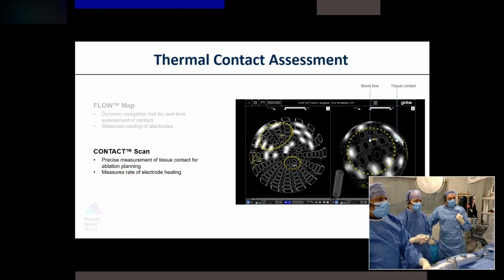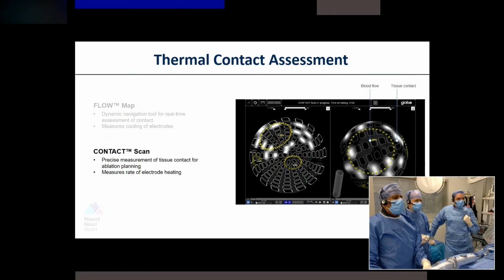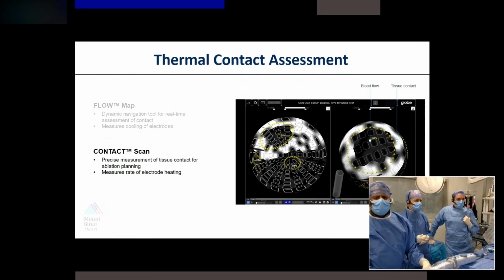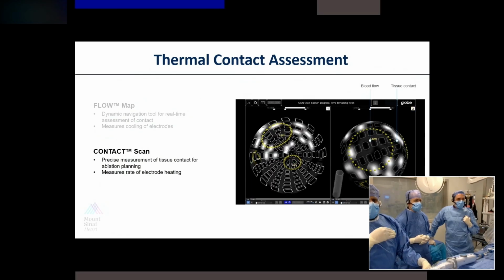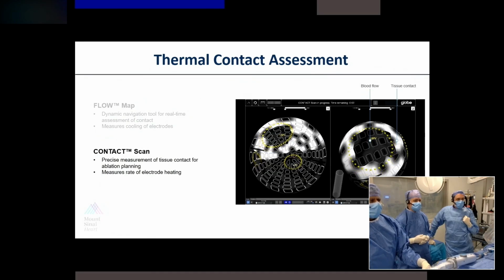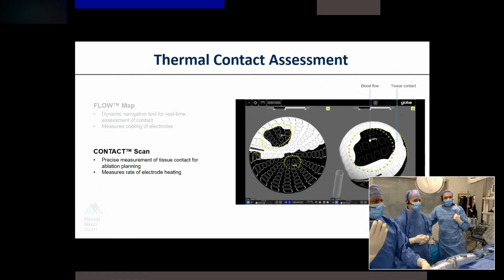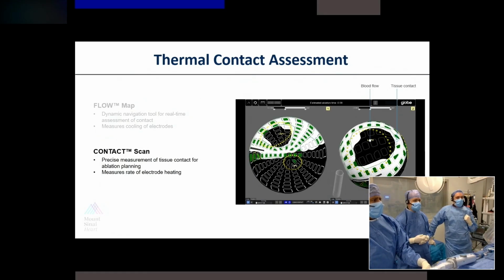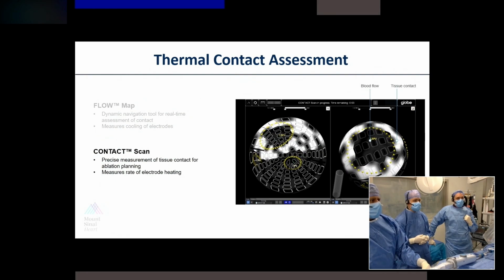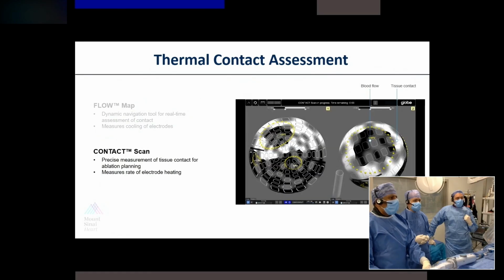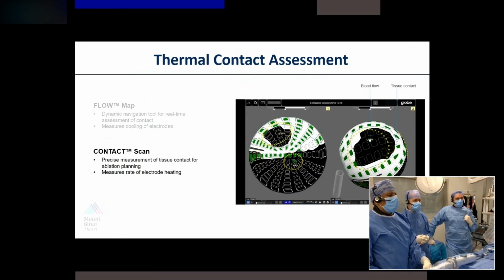And this is a contact assessment. This is what we do before we go on to ablation. It takes about 12 seconds to run, and it essentially uses a subtherapeutic level of RF energy, and then it measures how much energy is required to raise the temperature by 1 degree Celsius. The same concept applies: on the left, areas that are cooled take much higher energy to heat and represent veins, and the thermal tissue obviously heats faster.